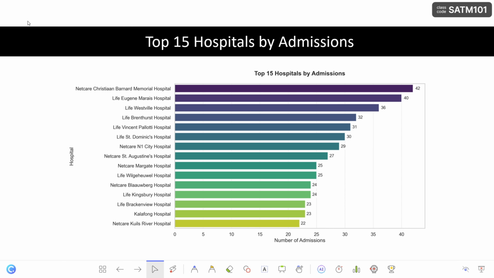First, I'm going to interpret our top 15 hospitals by admission. If you can see here, we have Netcare Christian Bennett Memorial Hospital leading with 42 patient admissions, followed by Life Marian Hospital, which has 40, followed by Life Westernville Hospital with 36 patient admissions. Now let's check the pie chart, which is going to show everything clearly.